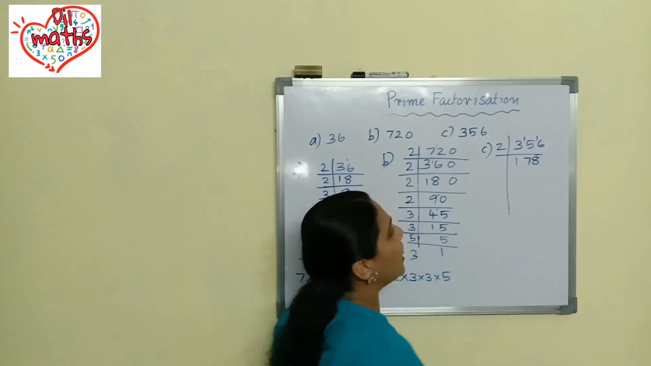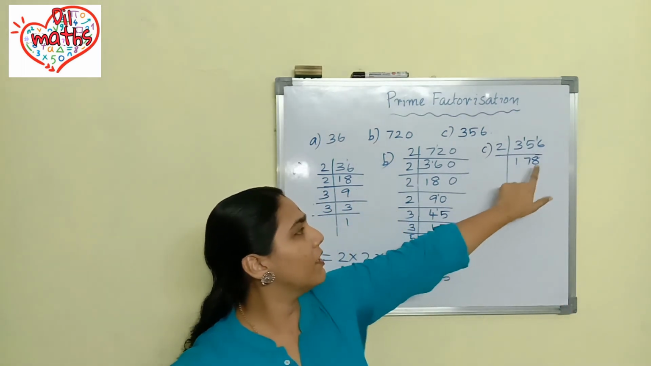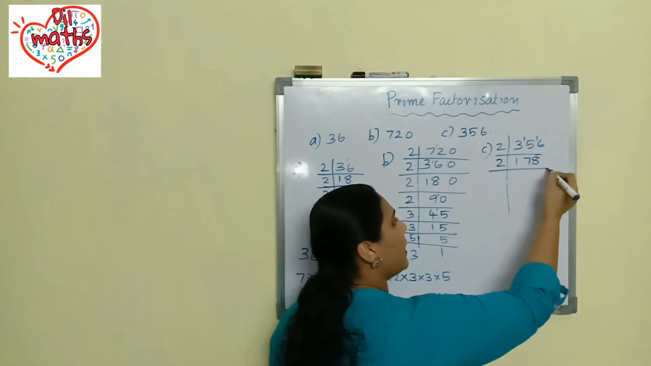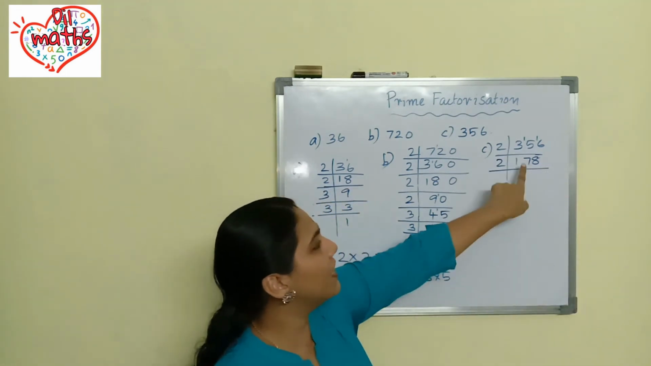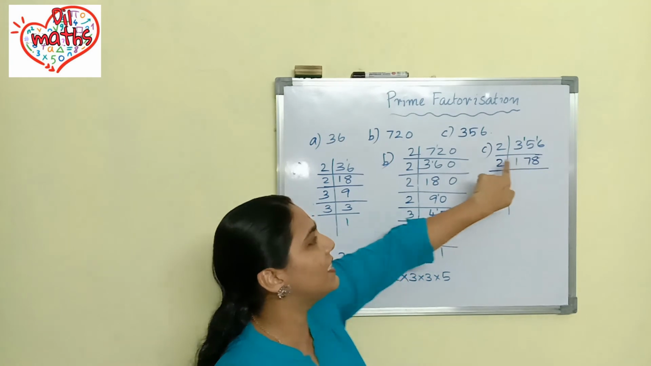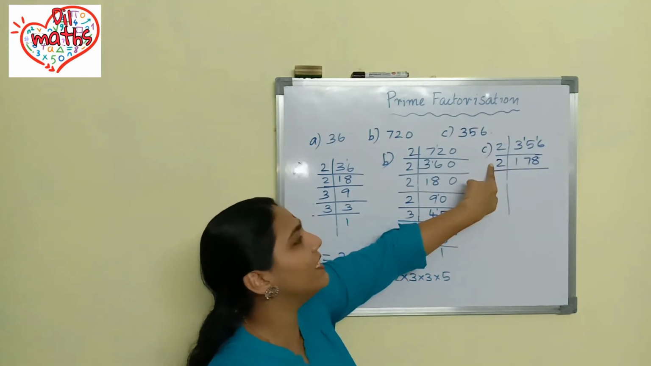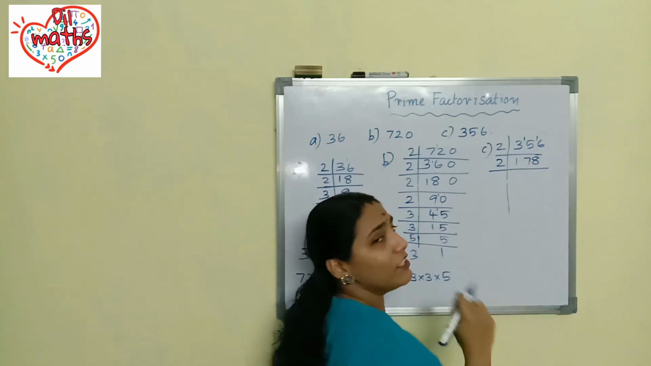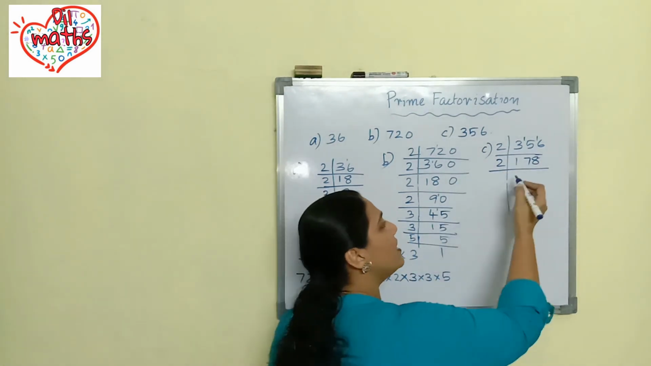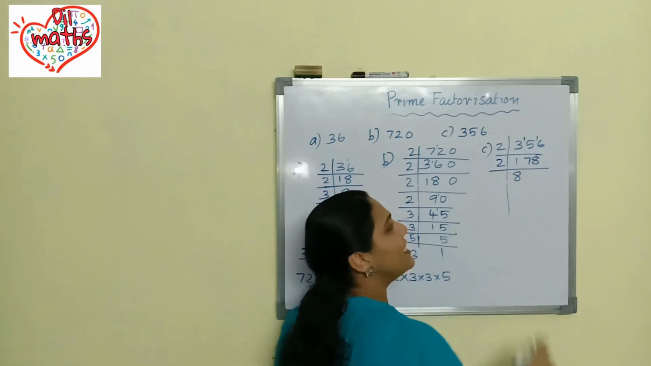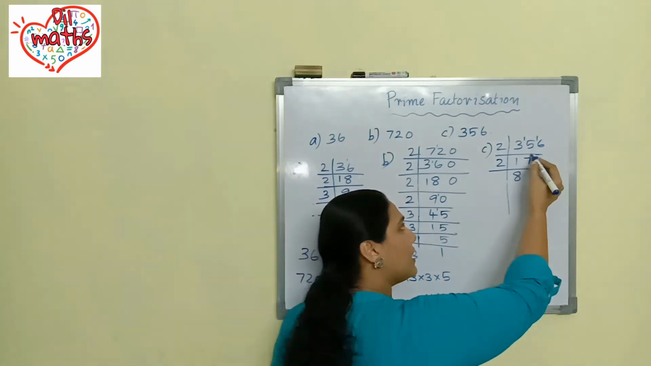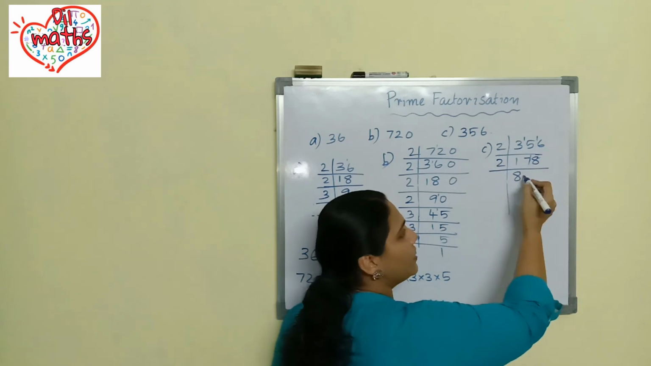Again we can divide that number by 2. Why? Because in the ones place it is given 8. And here the first digit is 1. That is less than the divisor, so we should take 2 digits. 17 we should take. 17 divided by 2 is 8. 8 2s are 16. 17 minus 16 is what? 1. So 1 will carry forward to the next place. 18 divided by 2 is 9.